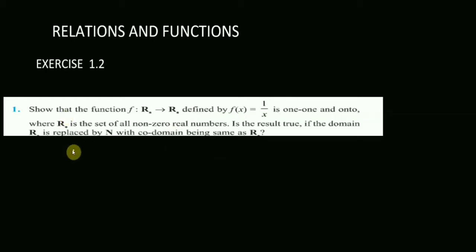The function f is from R* to R*. f(x) is given as 1/x. We have to prove it is one-to-one and onto. So what is a one-to-one function? When will you say a function is one-to-one?